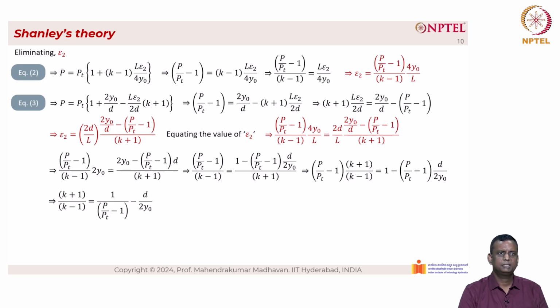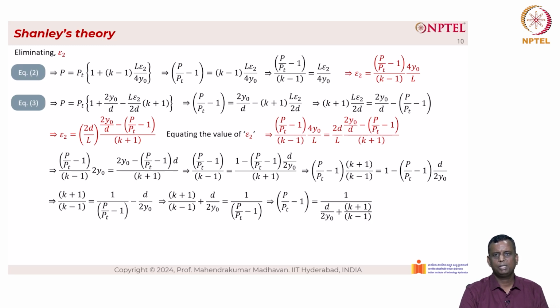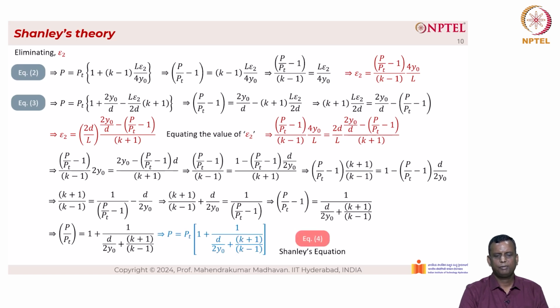On further simplification, we have (k + 1)/(k − 1) is equal to 1/(P/P_t − 1) minus d/2y_0. Then we have (k + 1)/(k − 1) plus d/2y_0 is equal to 1/(P/P_t − 1). So we have P/P_t − 1 is equal to 1/[d/2y_0 + (k + 1)/(k − 1)]. We can take the minus 1 to the other side and further simplify it, and hence we get P equal to P_t into [1 + 1/(d/2y_0 + (k + 1)/(k − 1))].